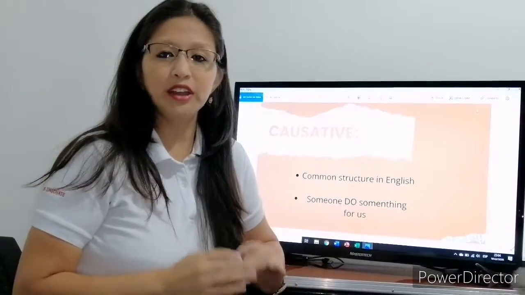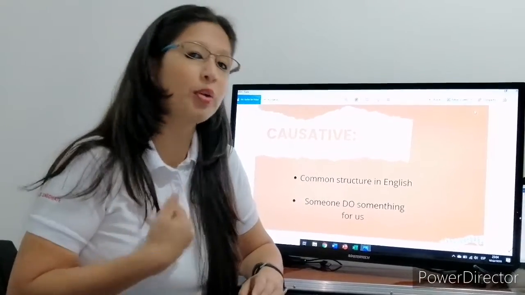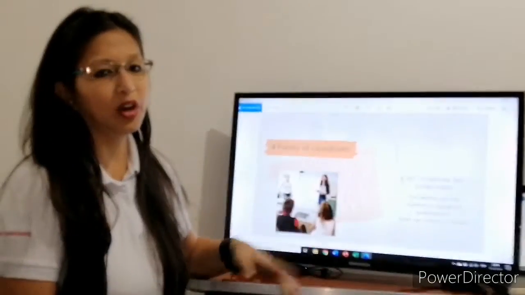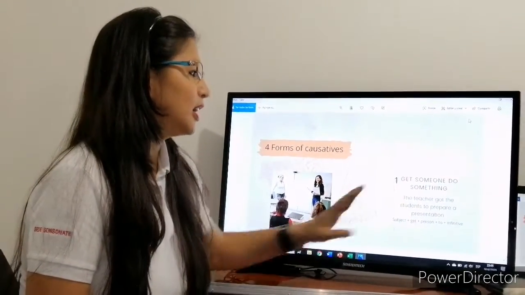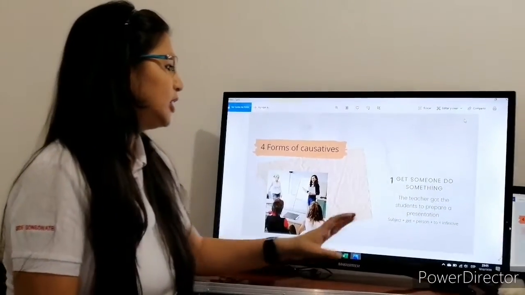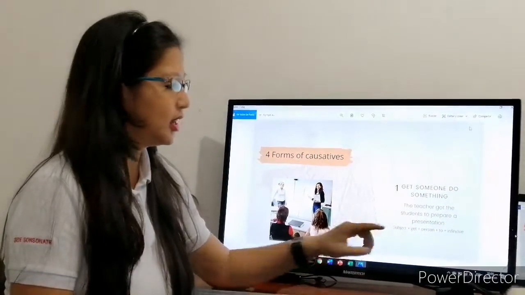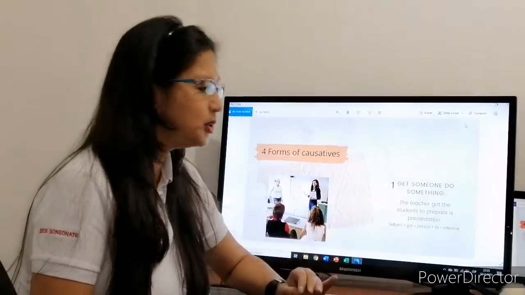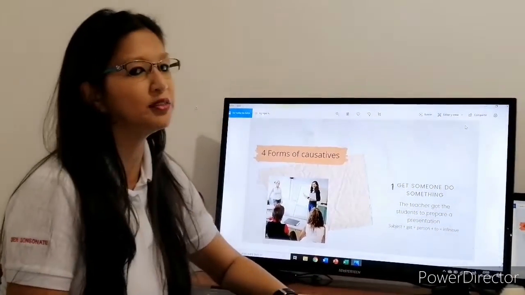We use the causative in English when we say that we arrange for someone to do something for us. There are four forms of causative, and the first one we can mention is get someone to do something. So here, the structure is a subject plus get plus a person plus to, and for the last we're going to use the infinitive.